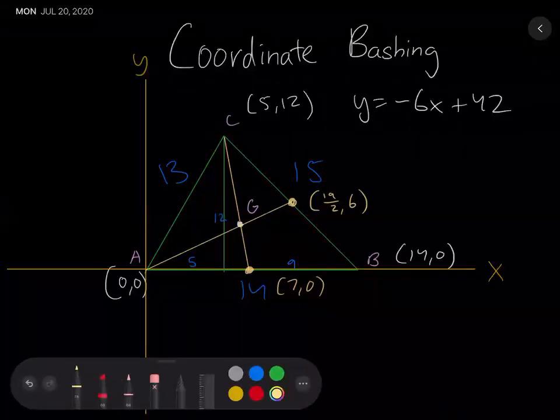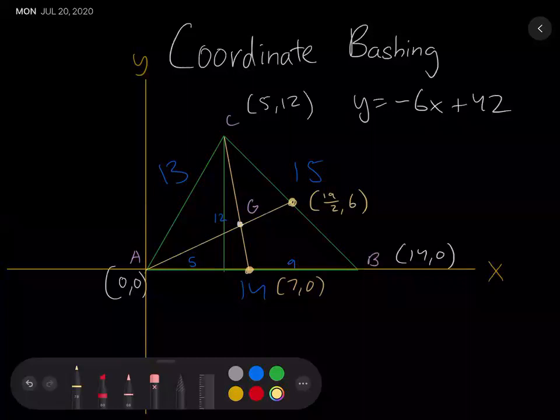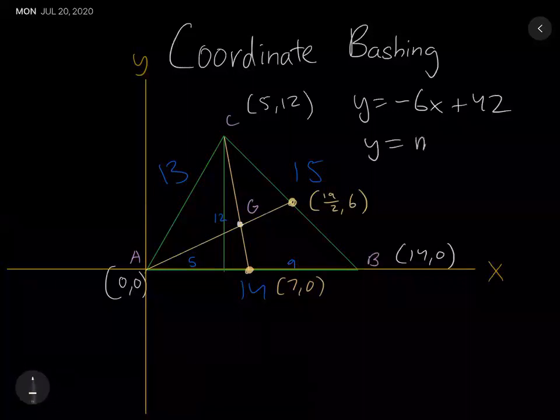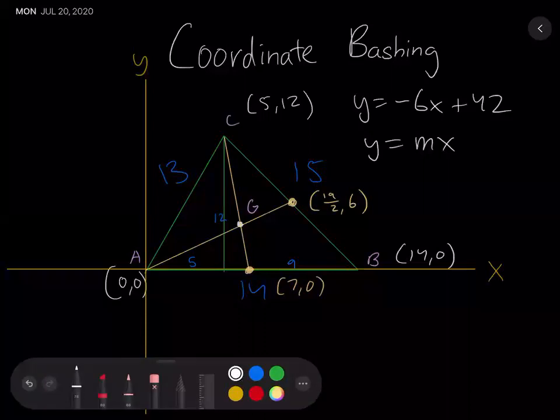The equation of this line, since we know the other point it passes through is (0, 0), has to be in the form y equals mx. There's no plus b term since it goes through the origin. Doing algebra, plugging in (19/2, 6), we find that m is going to equal 12 over 19.